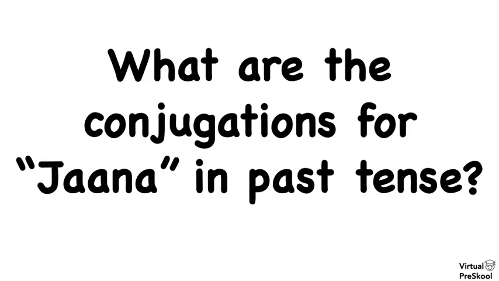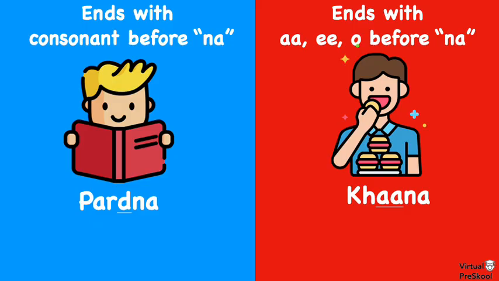So what are the conjugations for jana in past tense? Remember, conjugations are just those endings that we add to the verb once we chop off the na. Once we chop off the na, we have to add new endings. For past tense, we have to remember that it depends on the sound that comes before the na. Look at these verbs. We have parhna and khana.